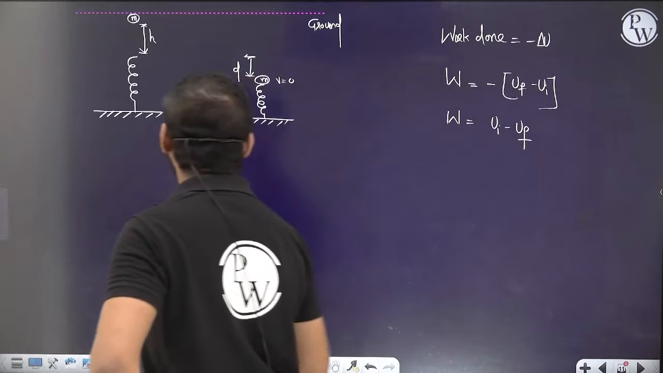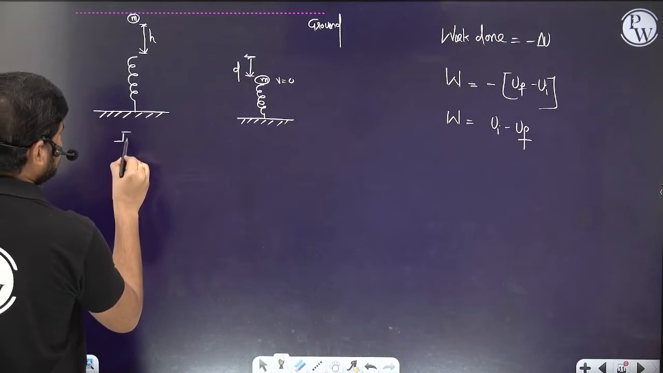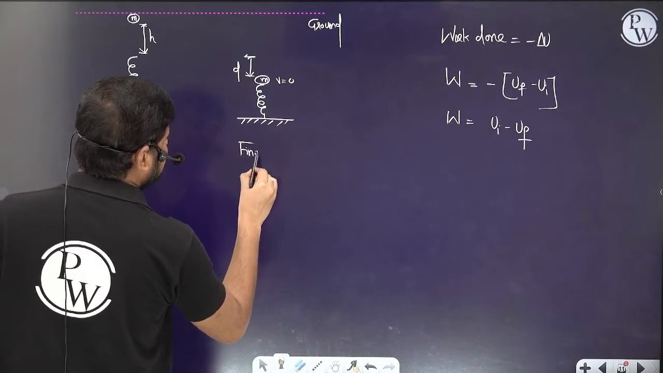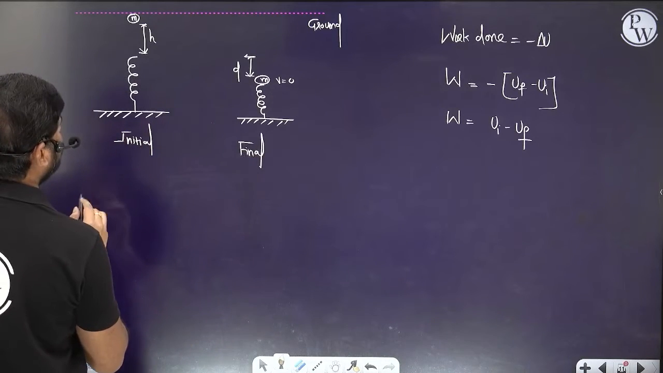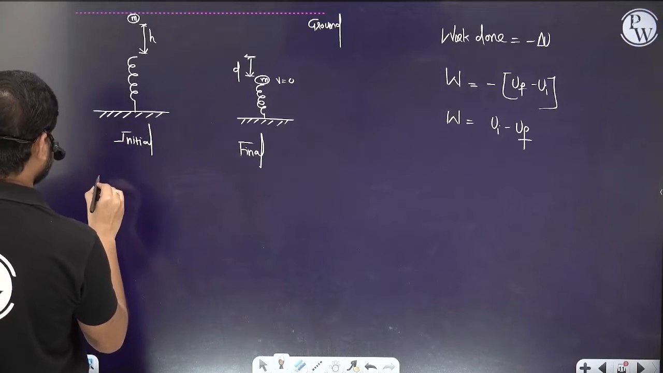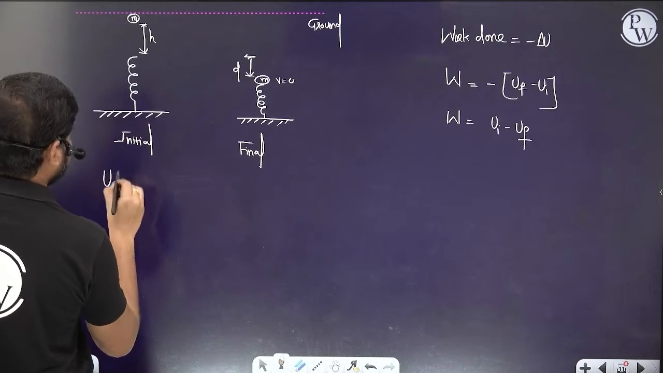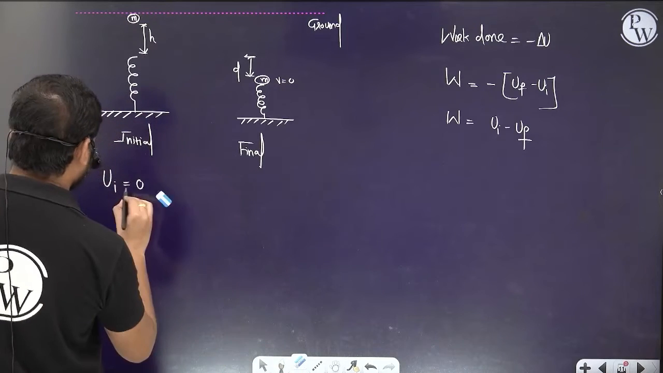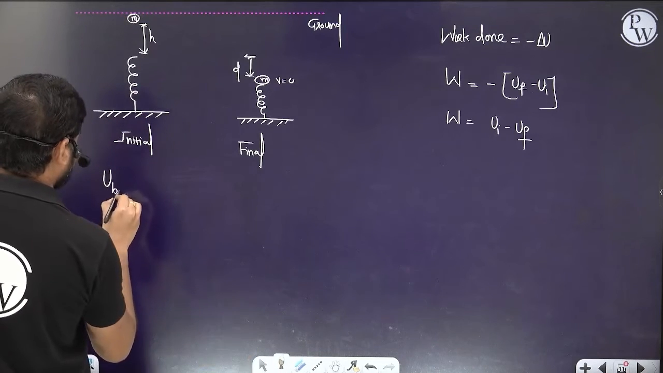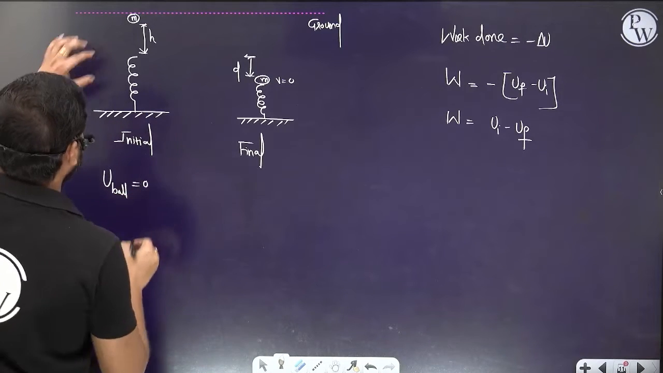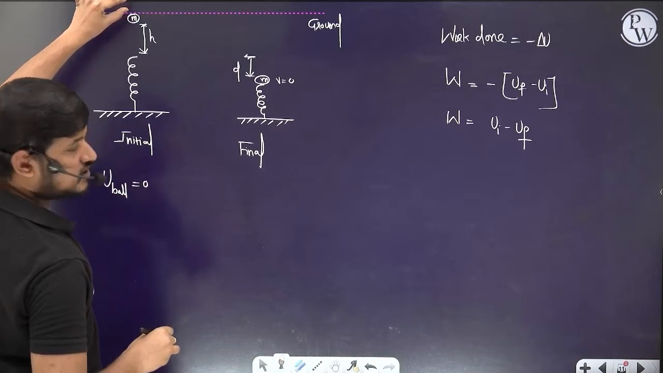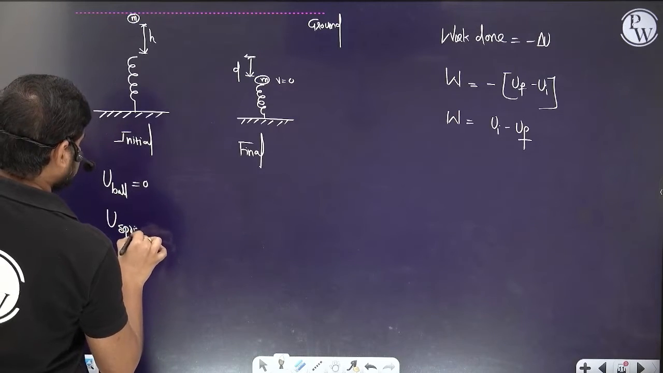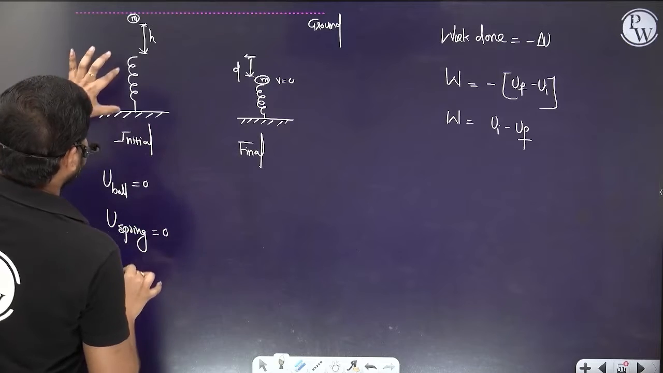So now try to understand, this is the initial scenario and this is the final one. So what is the initial potential energy? The ball is at the ground, so the initial potential energy of the ball is 0. Yes or no? Because the ball is on the ground now, right? The potential energy of the spring is 0 because the spring is unstretched, right?